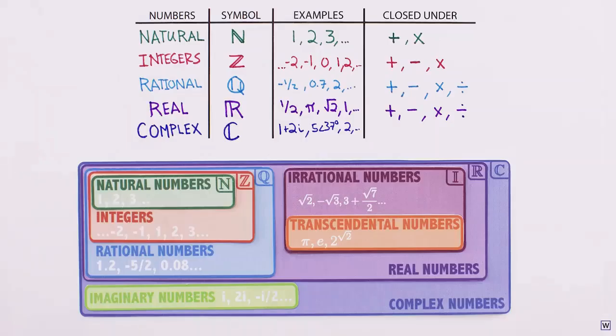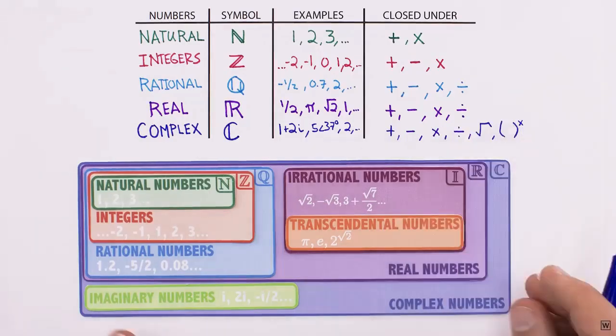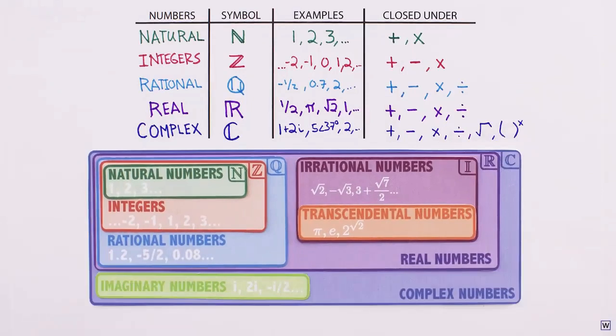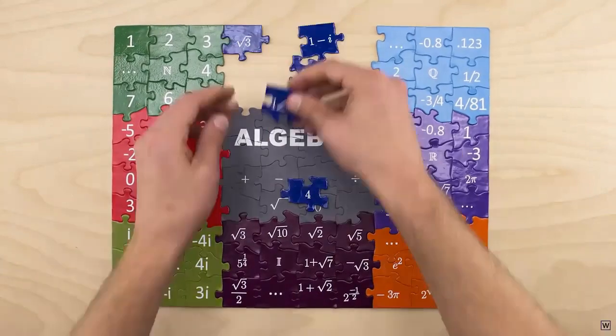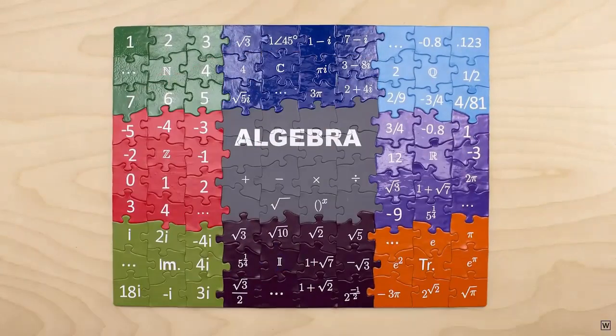In fact, there's no operation in the world using addition, subtraction, multiplication, division, powers, and roots that the complex numbers can't handle. Imaginary numbers are the exact missing piece that makes algebra complete.